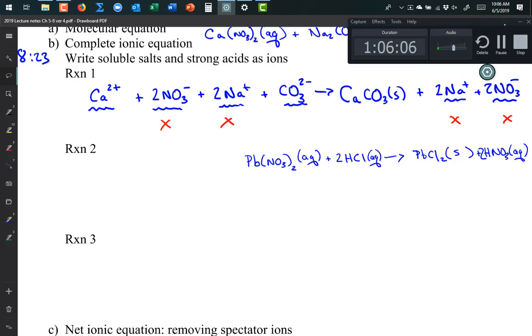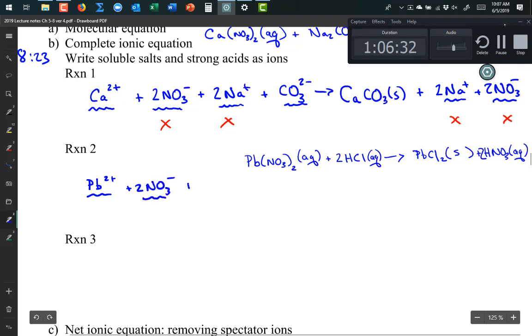So what I want to do is write the total ionic equation, and from that I'm going to do the net ionic equation. So lead nitrate, it's aqueous. I'm going to write that out as ions. HCl is a strong acid, and I only know that because I memorized it back in the Stone Age. 2H plus, plus 2Cl minus, those are aqueous. And then you write the products out, and then I'll write them out to you. I won't say them as I do them so that you can do them and then look up and see if you got it right.